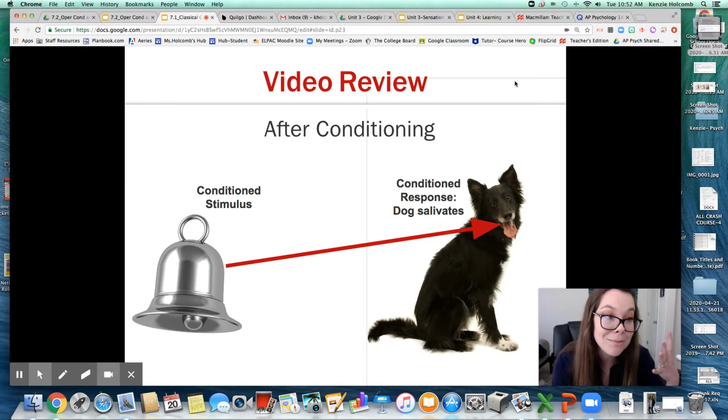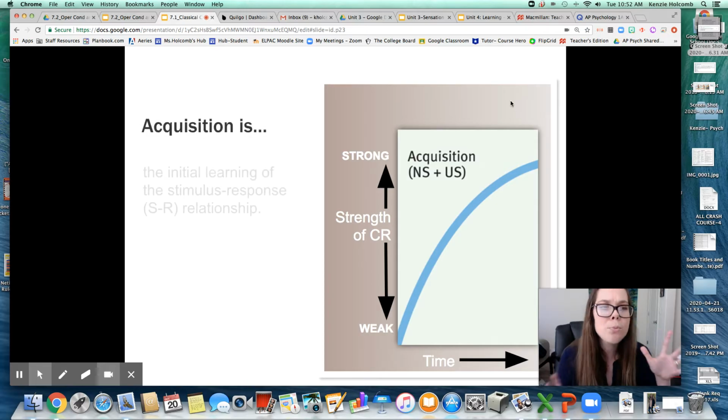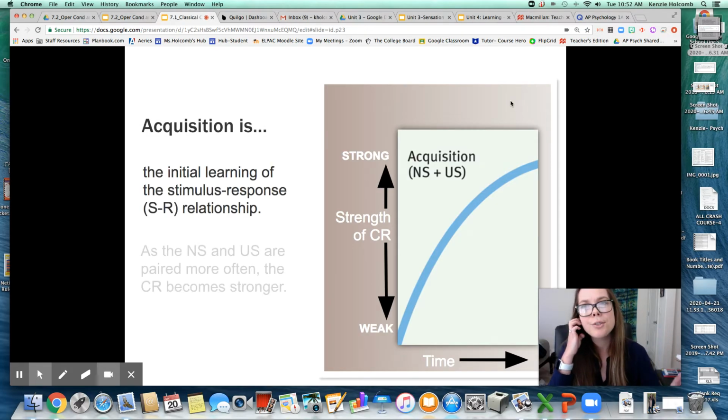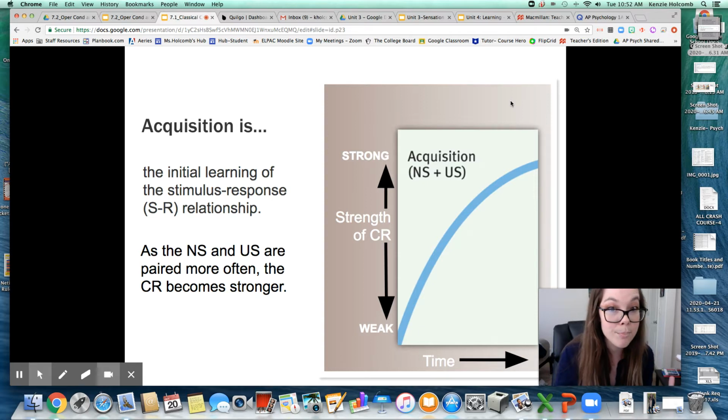This works for anyone who can learn, right? It's learning. So again, hopefully those visuals helped. And just a few more vocab, okay? A few more vocab. So acquisition is the initial learning of the stimulus-response relationship. So you are acquiring your learned response, right?